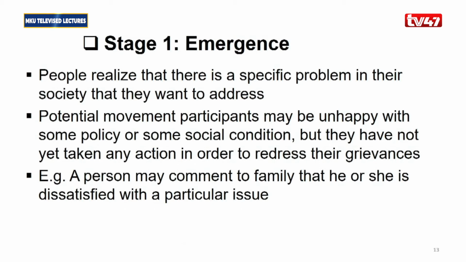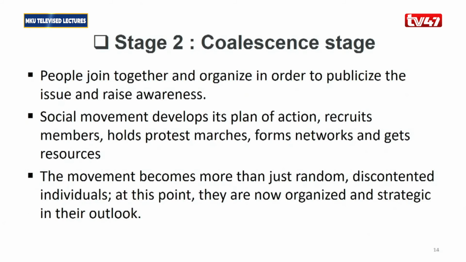So what happens at the emergent stage is people just realize that there is a specific problem among them that needs to be addressed. Then the second stage is the coalescent stage, and this is the next level where people join together and organize in order to publicize the issue. So rather than the issue being an individual matter, people start talking about it together, and therefore they join together, and then they start raising awareness about it.